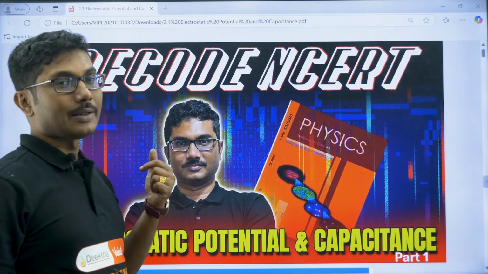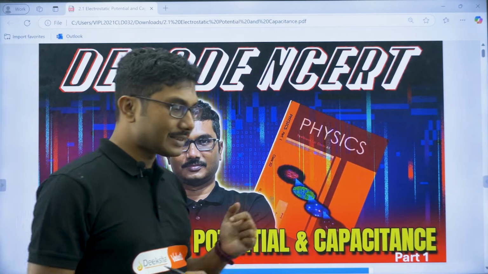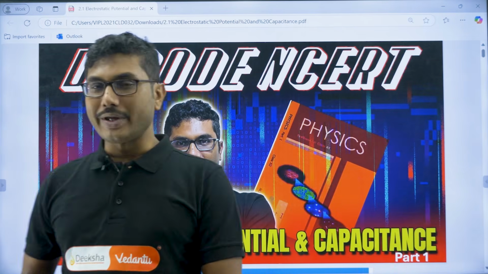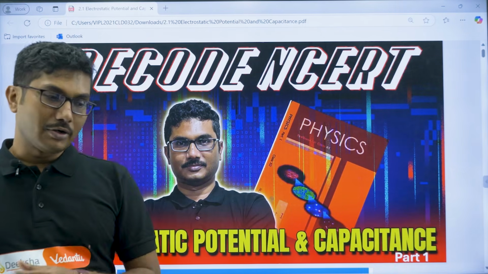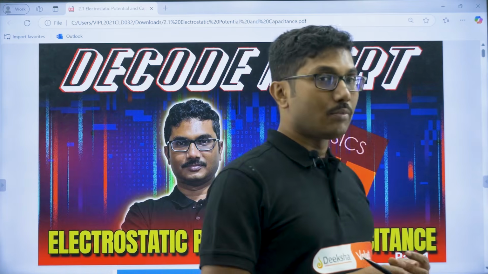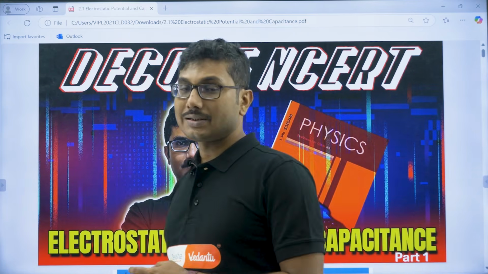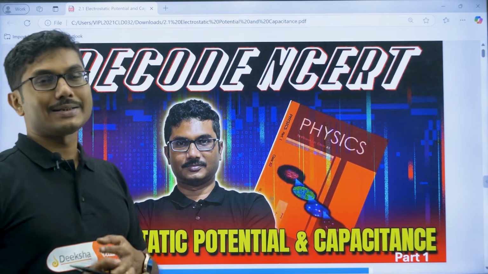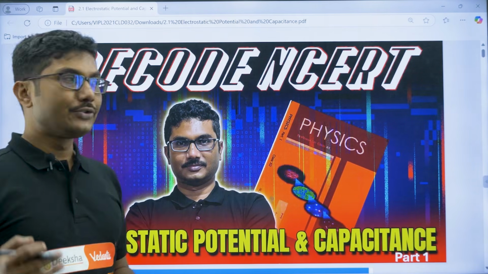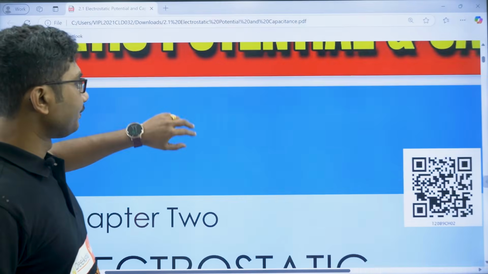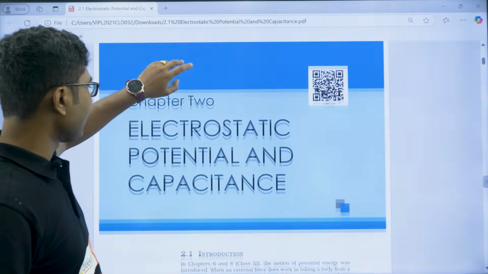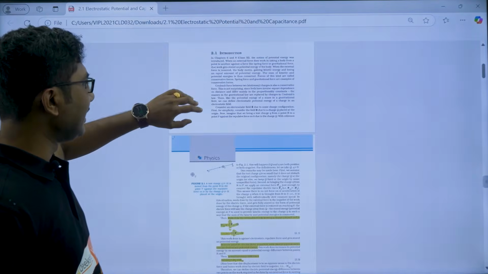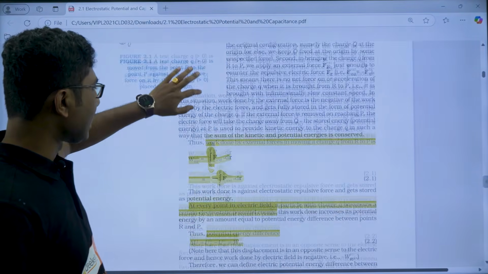And today is part 1 of electrostatic potential and capacitance. Why part 1? Because this is a very long chapter and I don't want to waste too much of your time, because NCERT is already boring, so you might feel bored. So I have decided to break it into two parts. Today is the first part, and the second part I will discuss in Tuesday's class. Now let's start with this chapter, electrostatic potential and capacitance. In the first part you can just read it. The most important part starts from here.